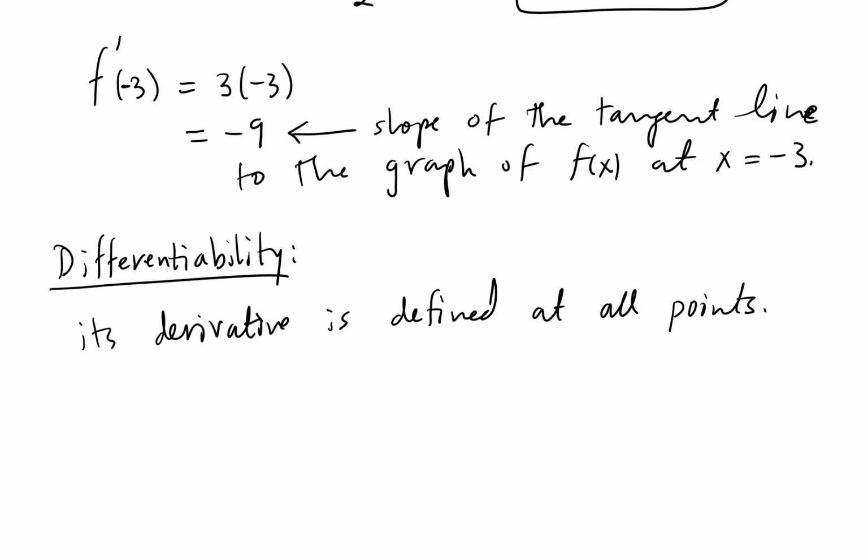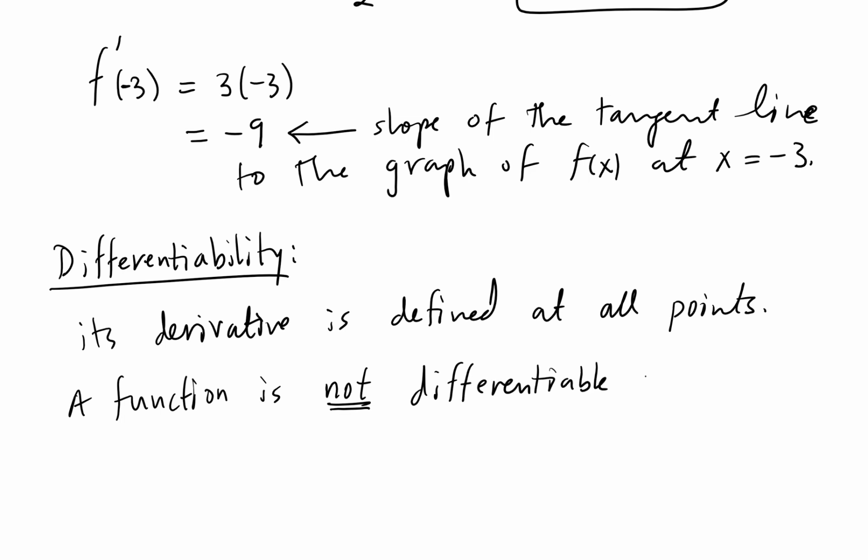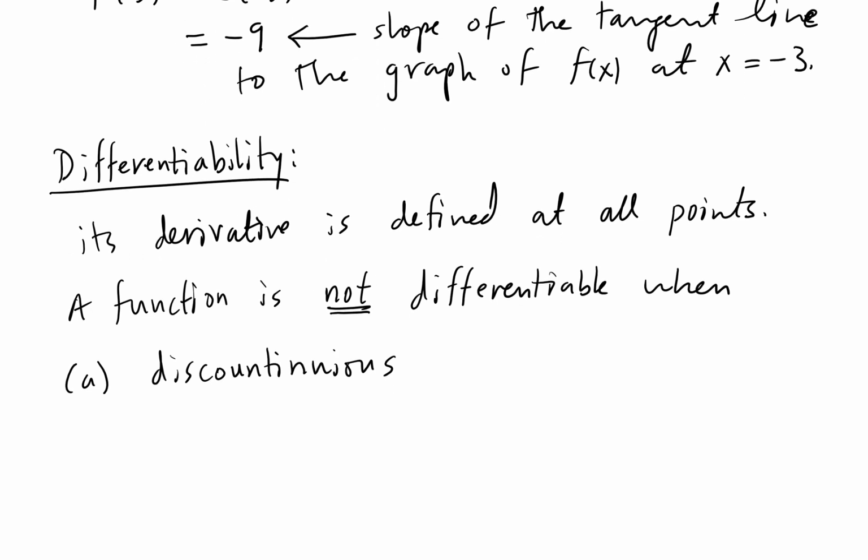So in general, where does a function fail to be differentiable? Part A: wherever it's discontinuous. Another place is at the corners, which we call cusps. And the last one is at vertical tangents.